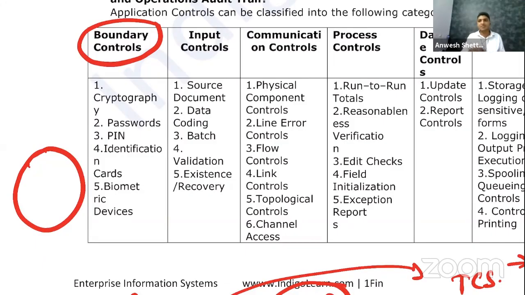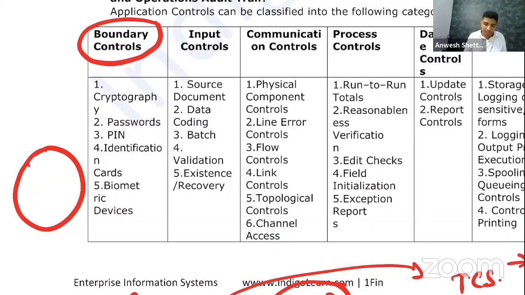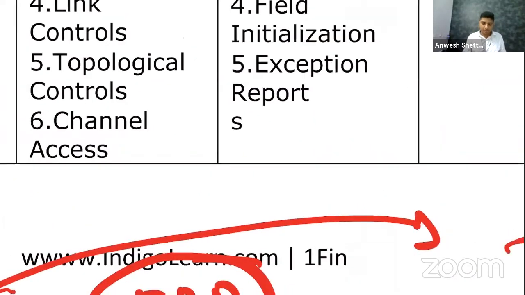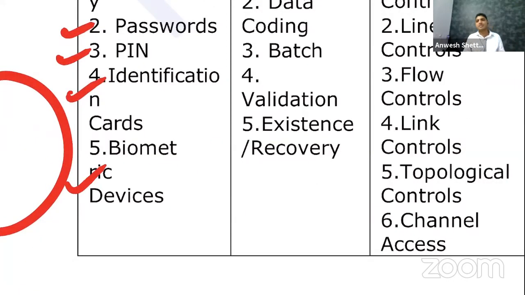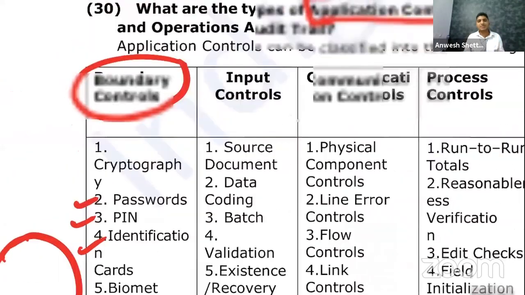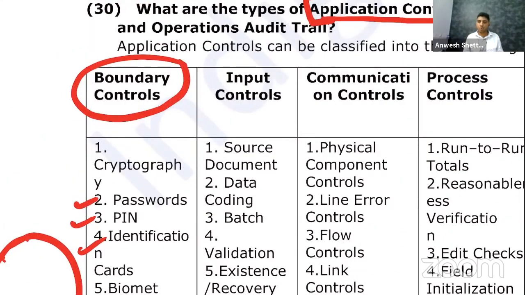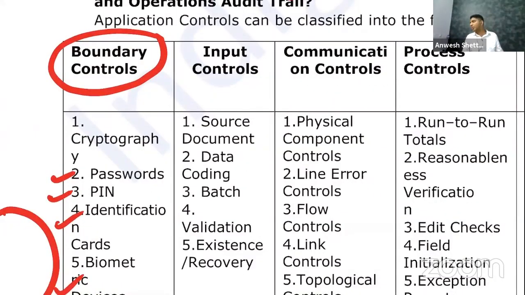Now, how can you define this boundary, or say who can enter and who cannot? Maybe you can have proper cryptography, or a password, or a PIN, or an identification card, that is, you swipe a card and only then the software will open. Or you should have biometric devices, that is, only if you keep your thumb or retina or your face, the software should open. Okay, that is what a boundary control is. So understood what a boundary control is? Okay, that is the first part, boundary control.